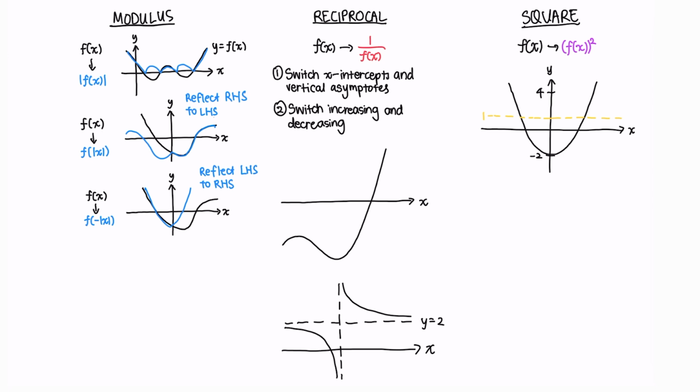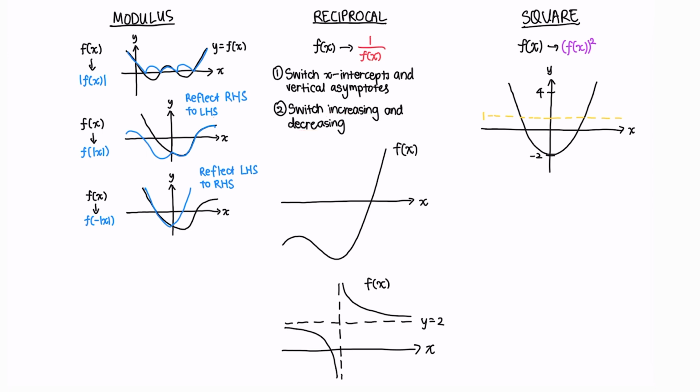The next transformation we'll be covering is the reciprocal transformation from f(x) to 1 over f(x). Essentially, this means that all the points transform from (a, b) to (a, 1/b). Two simple rules that we can follow: first, we switch the x-intercepts and the vertical asymptotes. The second rule is that we switch any increasing parts of the function to decreasing parts and vice versa. And while doing this, remember that negative y values will stay negative and positive y values still remain positive. Let's see how this plays out in the first example.